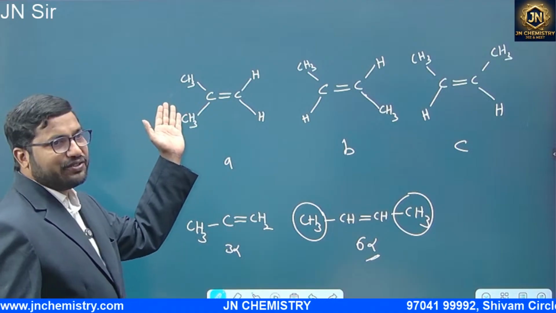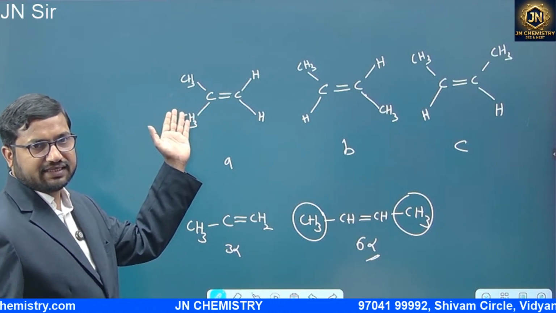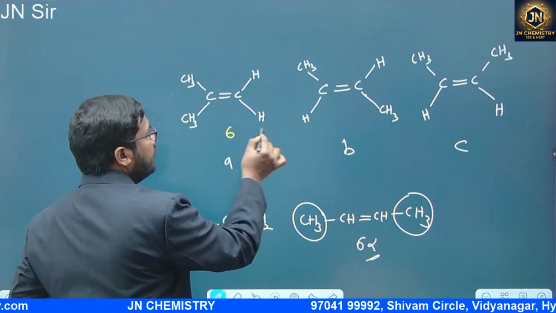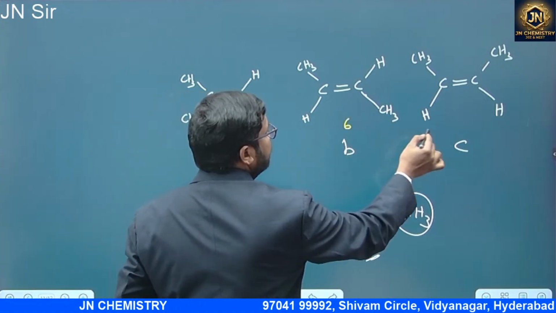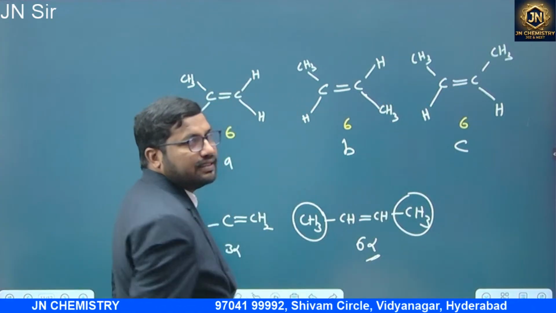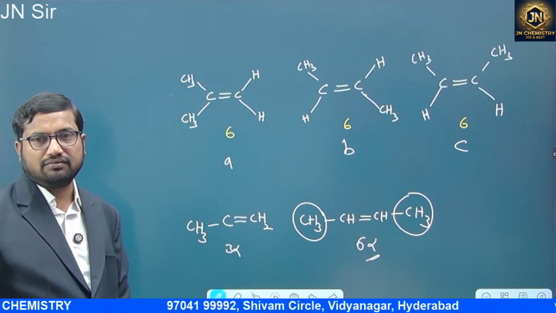How many alpha hydrogens? 6. Okay. Here 6. Here 6. Now tell me.